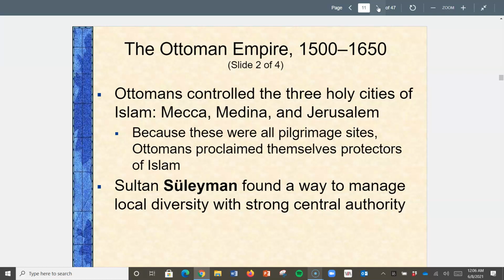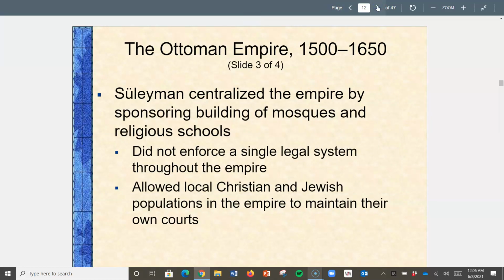The text will talk to you a little bit about some of the most important of the Ottoman leaders. There's probably no one more important than Suleiman the Magnificent, and you can read a little bit about him and some of the things that he did. But he is certainly the most powerful of the Ottoman Empire's sultans.